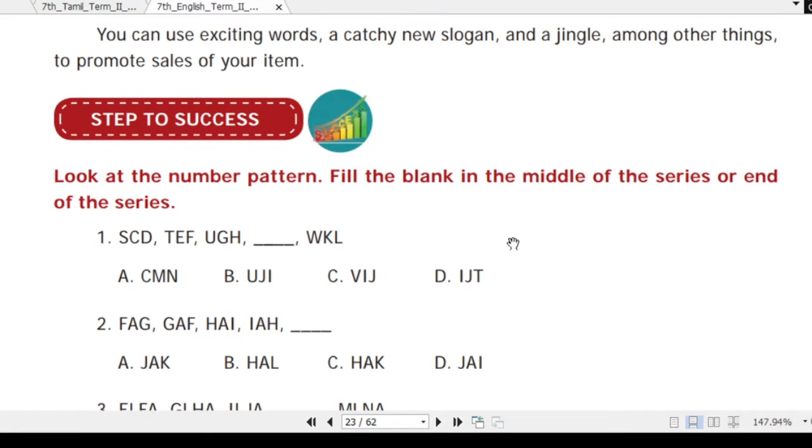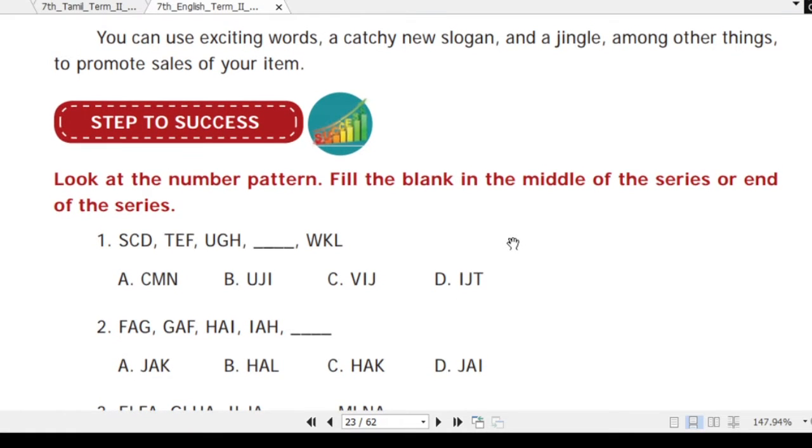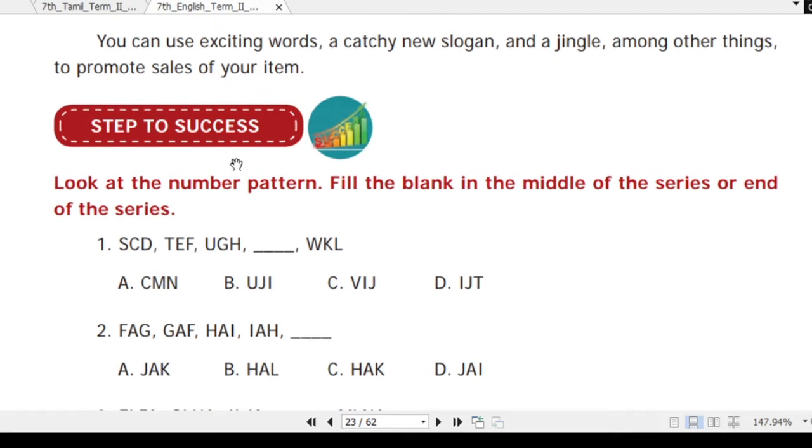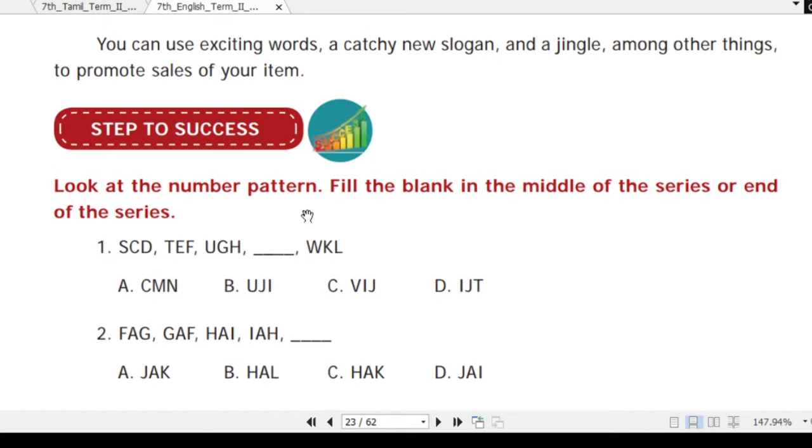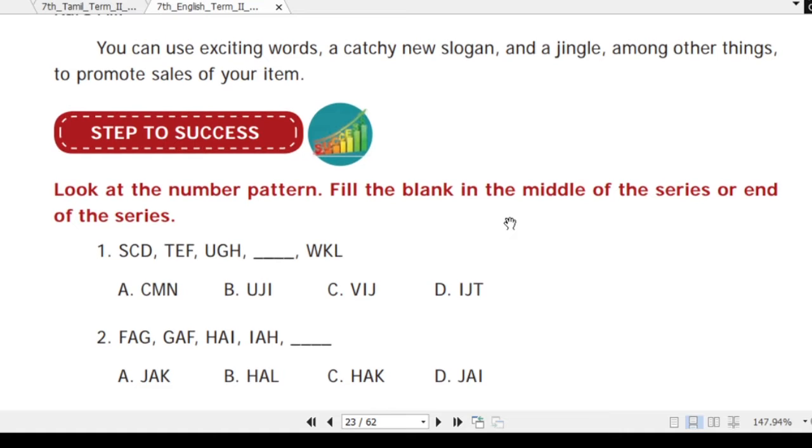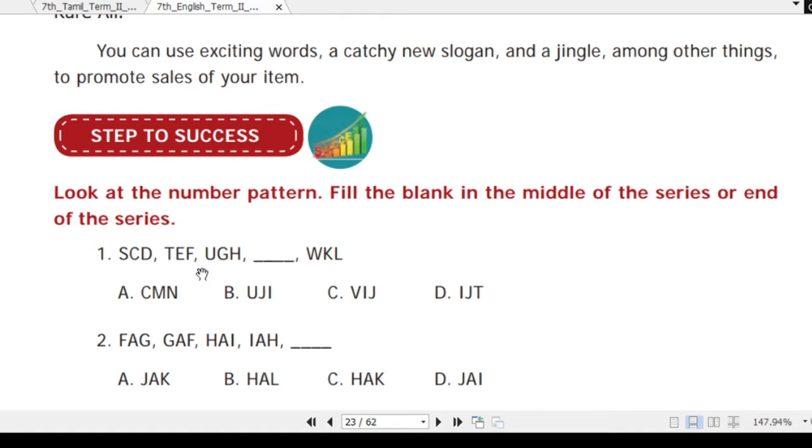Today we continue in the English lesson. We will see steps to success. Look at the number pattern. Fill the blank in the middle of the series or end of the series.